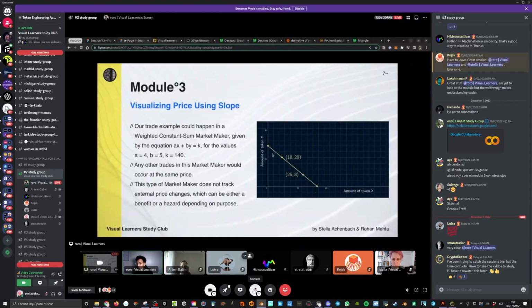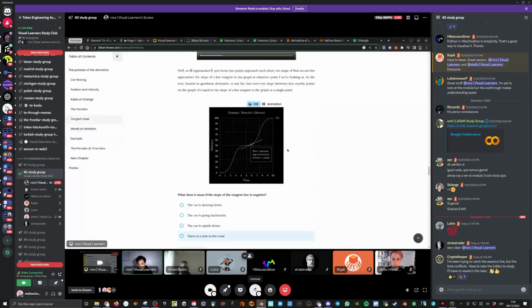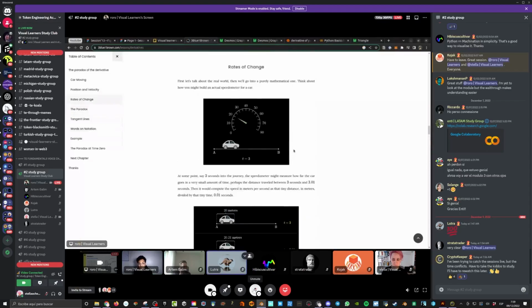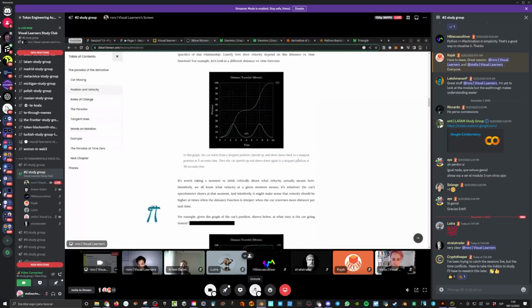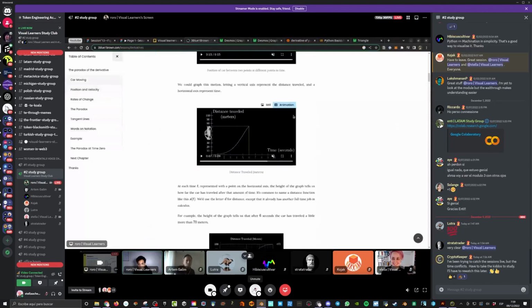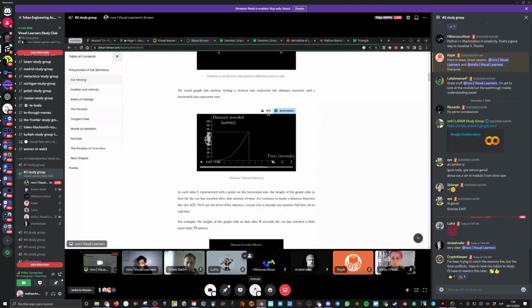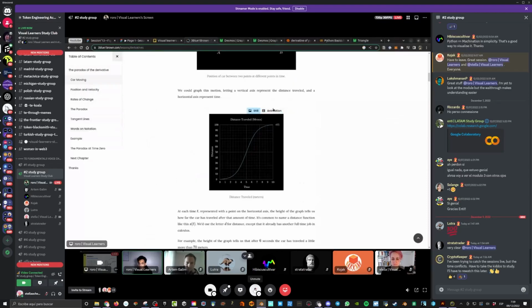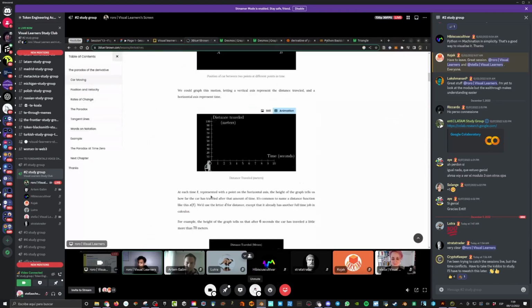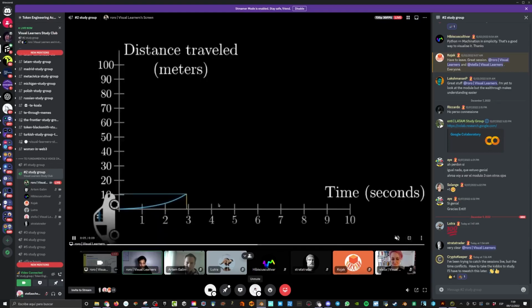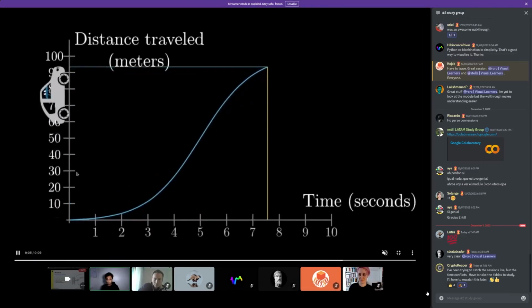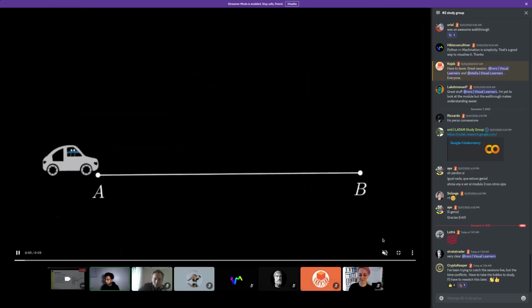I can show you another graph. Let's say we are driving a car. Let's say this is the system, in the sense that what we're trying to model is a car which is going from point A to point B, and it has different speeds at different points in the journey. We can map it like this. This is the distance that it covered, and this is the time it took to cover it.